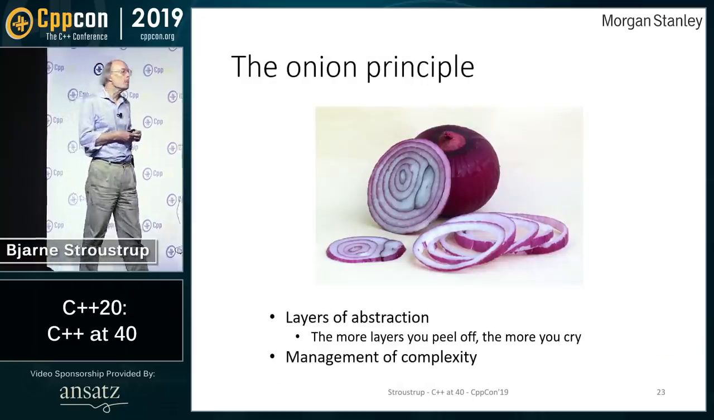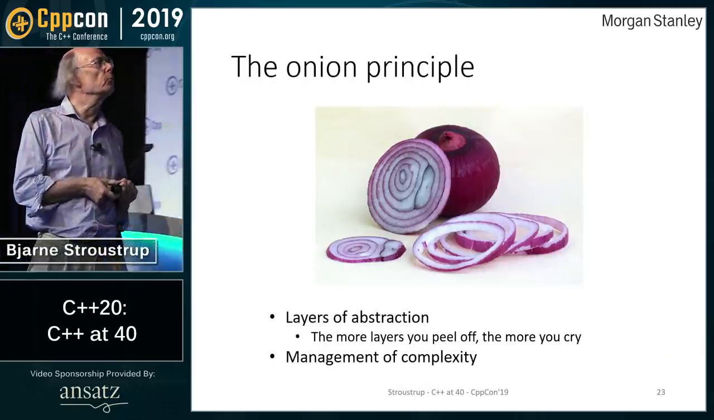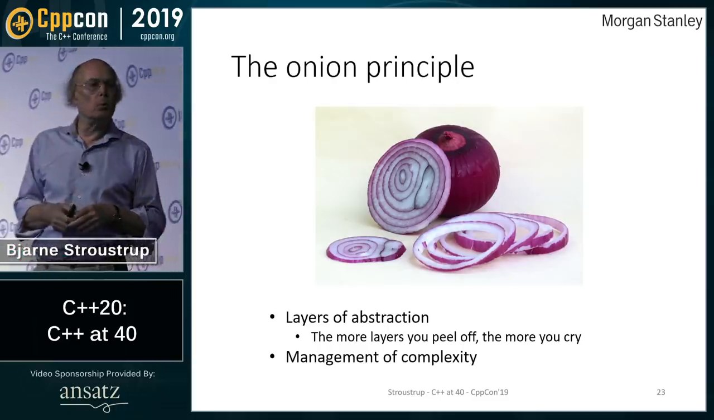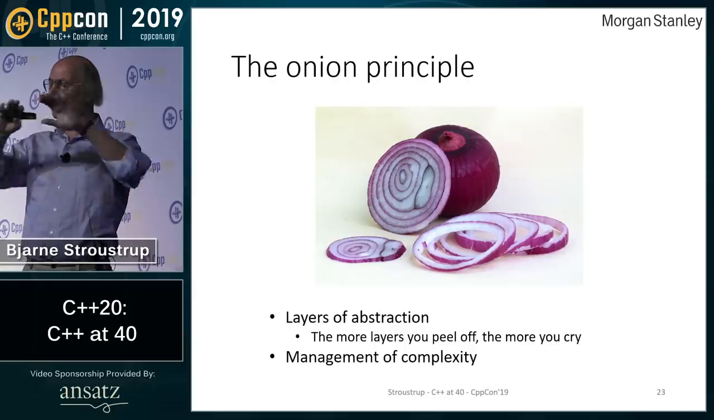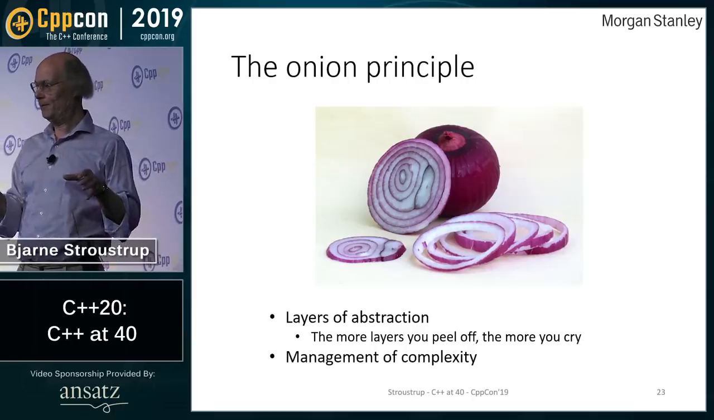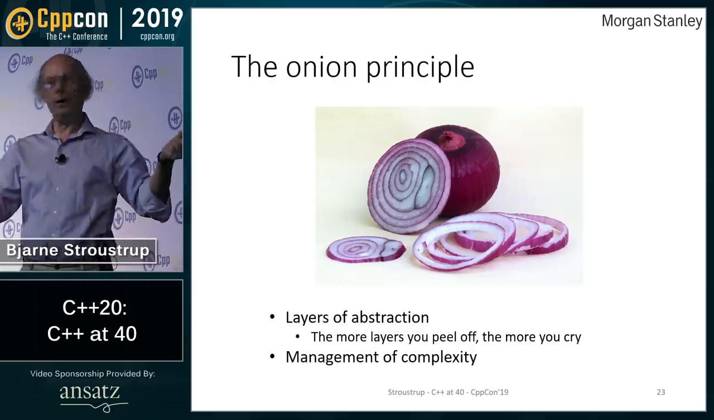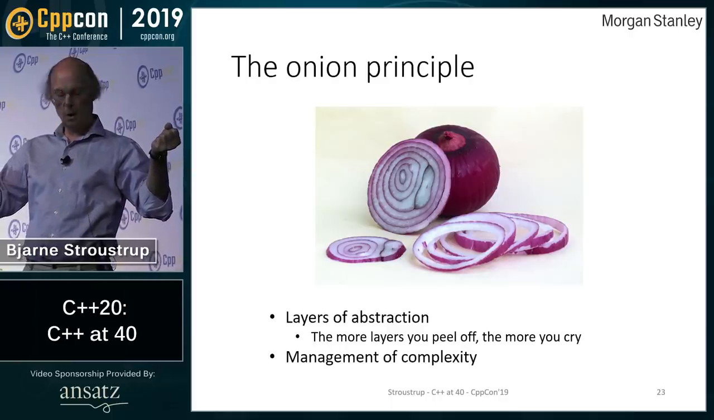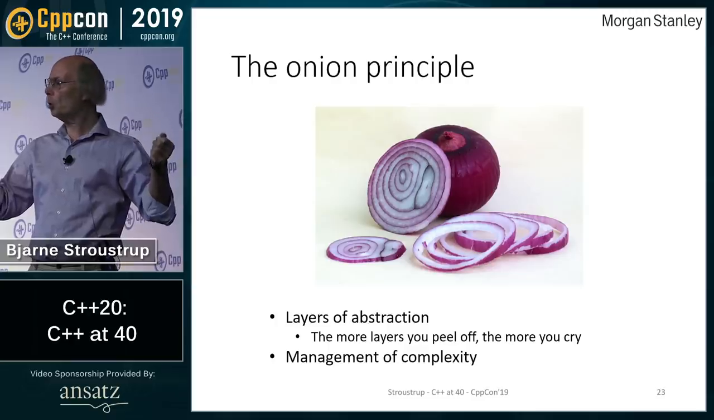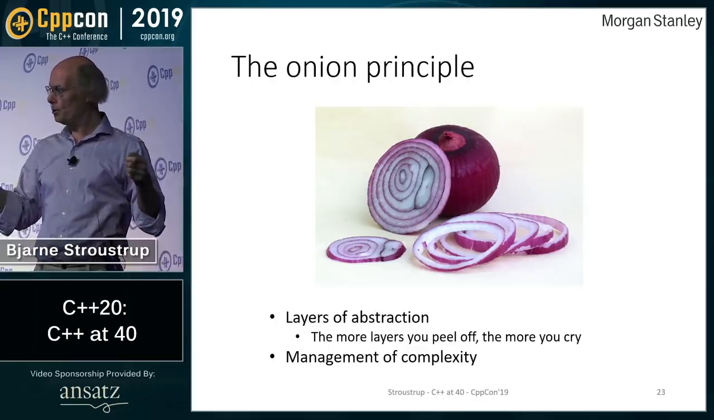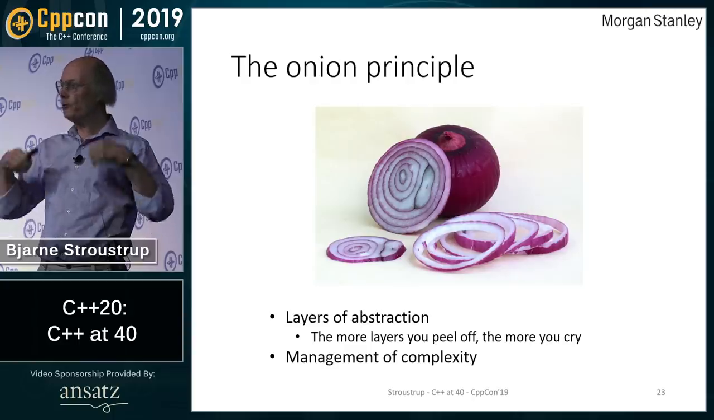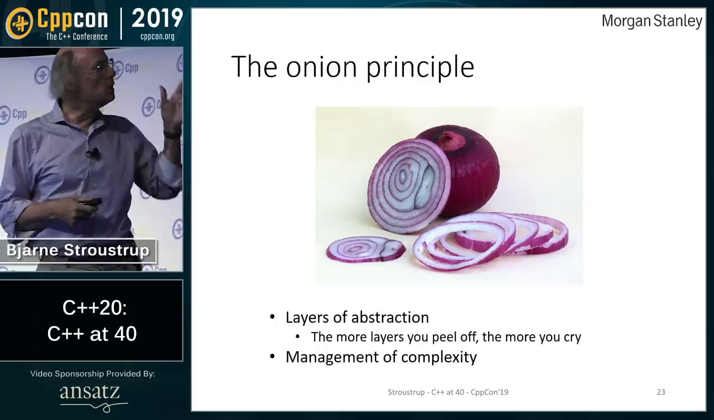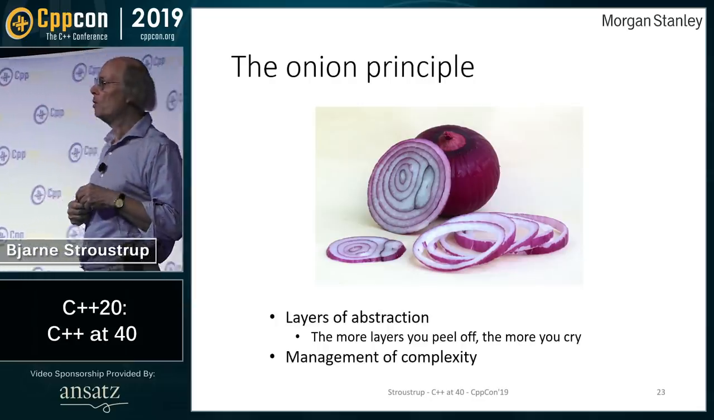And this is something I tend to refer to as the onion principle. The average C++ program is a set of layers of abstraction. And you can always peel off one layer. You get more details to express, you get more controls, you get more opportunities to make mistakes, you have to say more to work, in other words, you cry more. And basically, this is one of the ways we manage complexity.